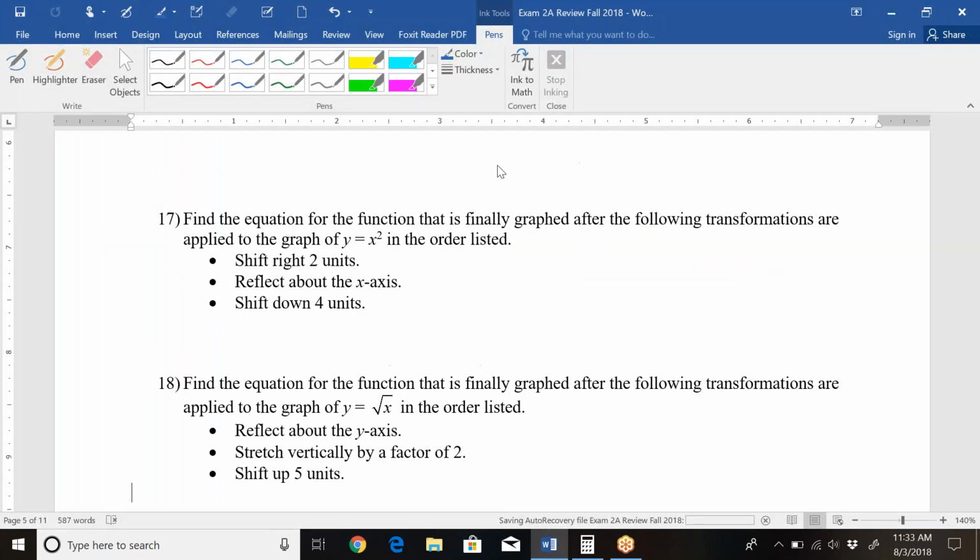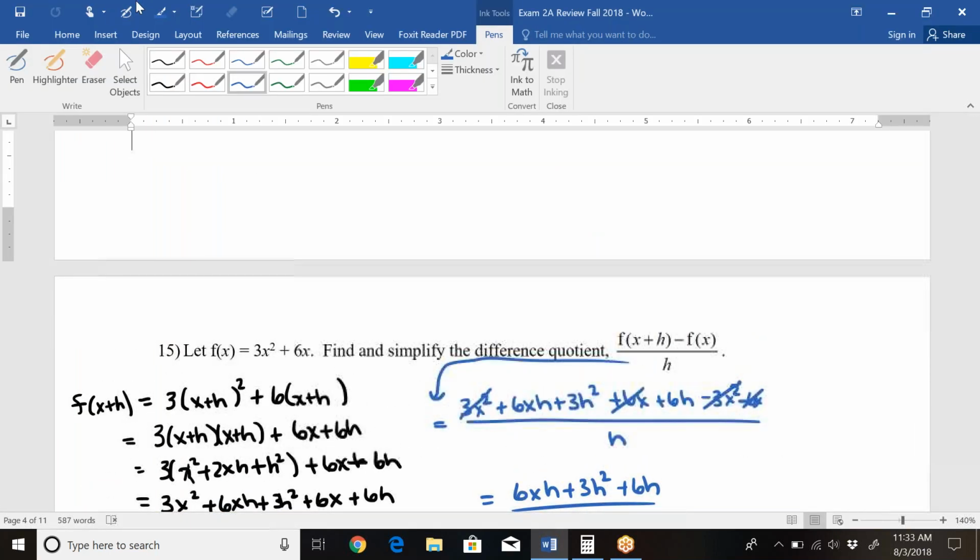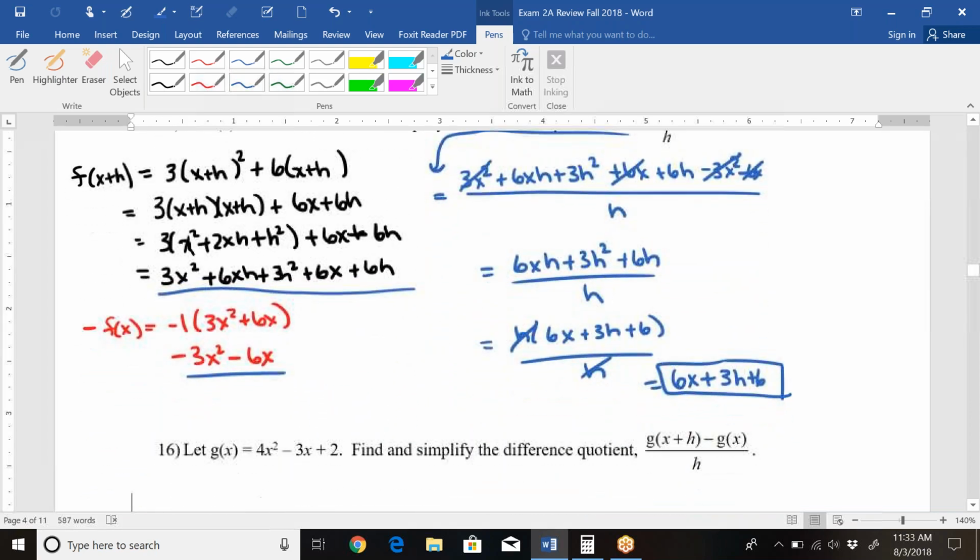Hang on just one second. My document's not wanting to load the next problem. Let me scroll down even slower.